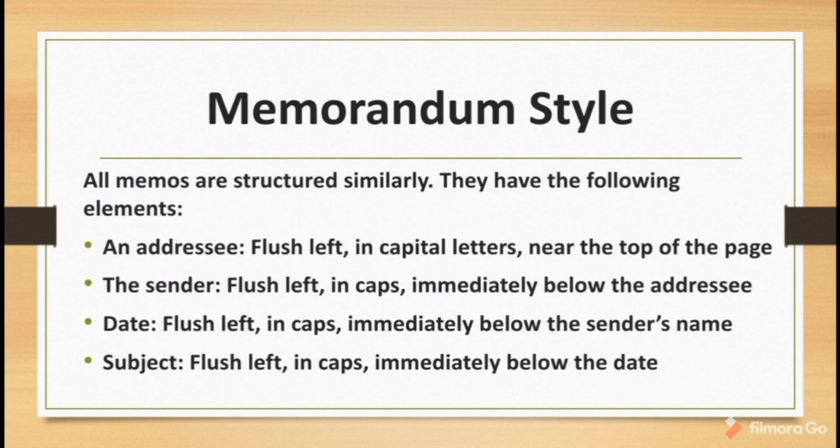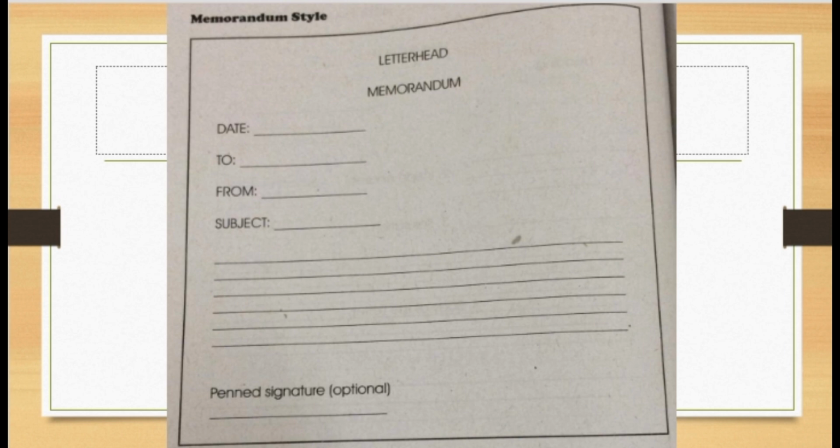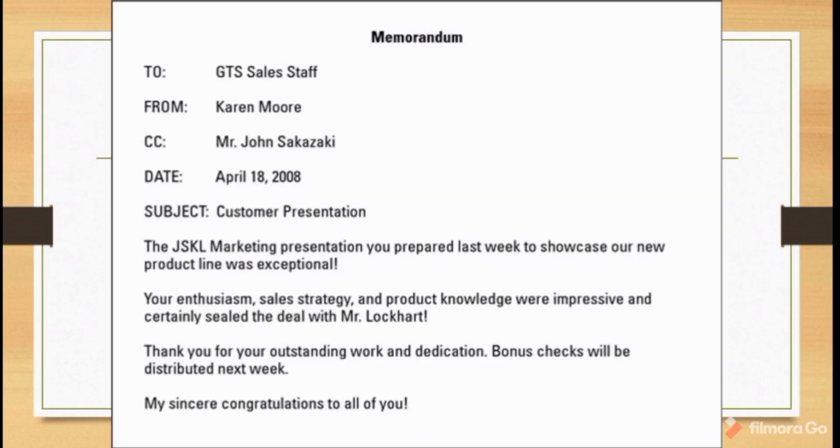All memos are structured similarly. They have the following elements: an addressee, flush left, in capital letters, near the top of the page. The sender, flush left, in caps, immediately below the addressee. Date, flush left, in caps, immediately below the sender's name. Subject, flush left, in caps, immediately below the date. And here is the format of memorandum style, and here is an example of a properly structured memo.